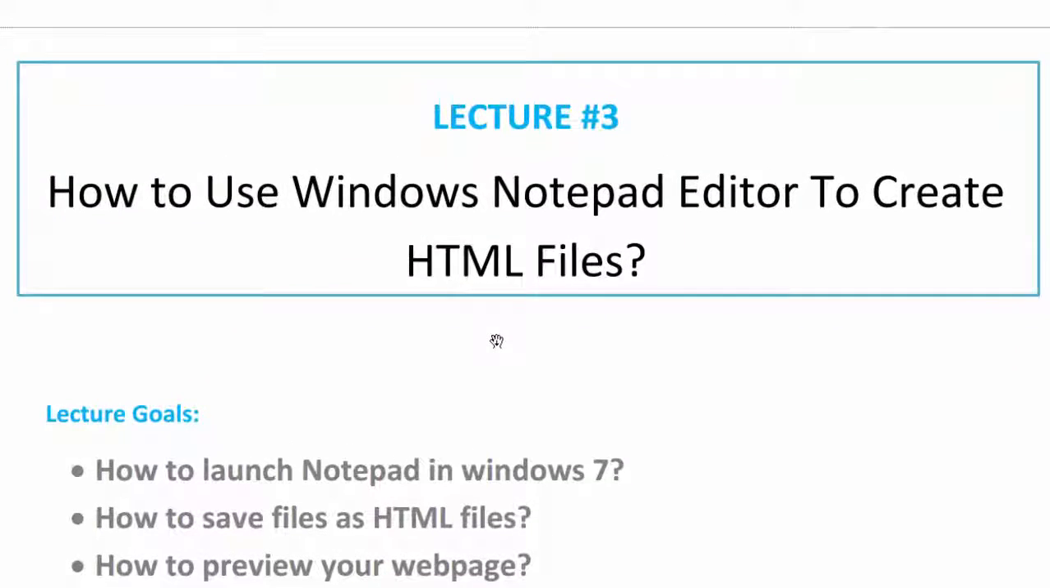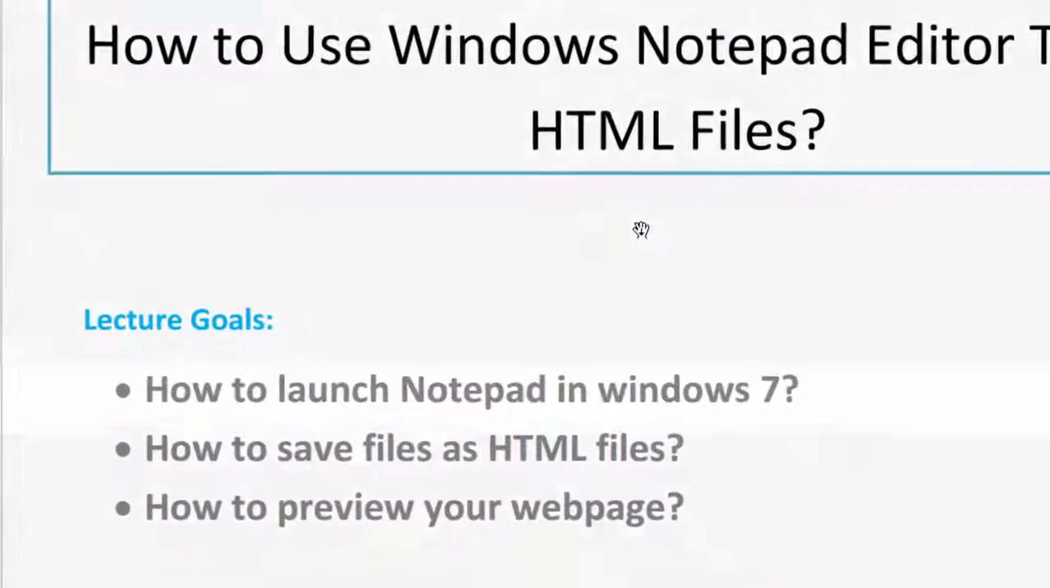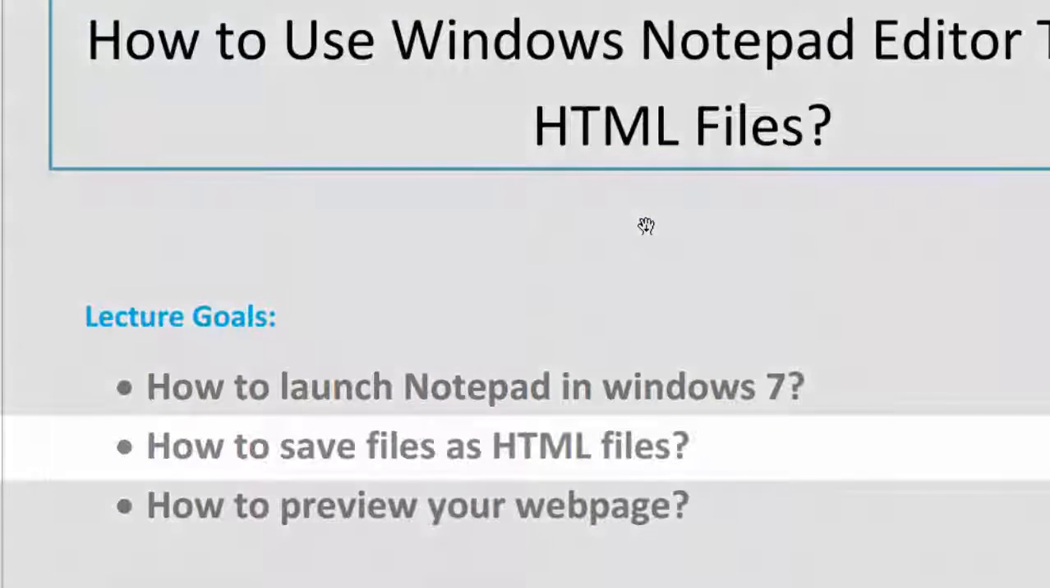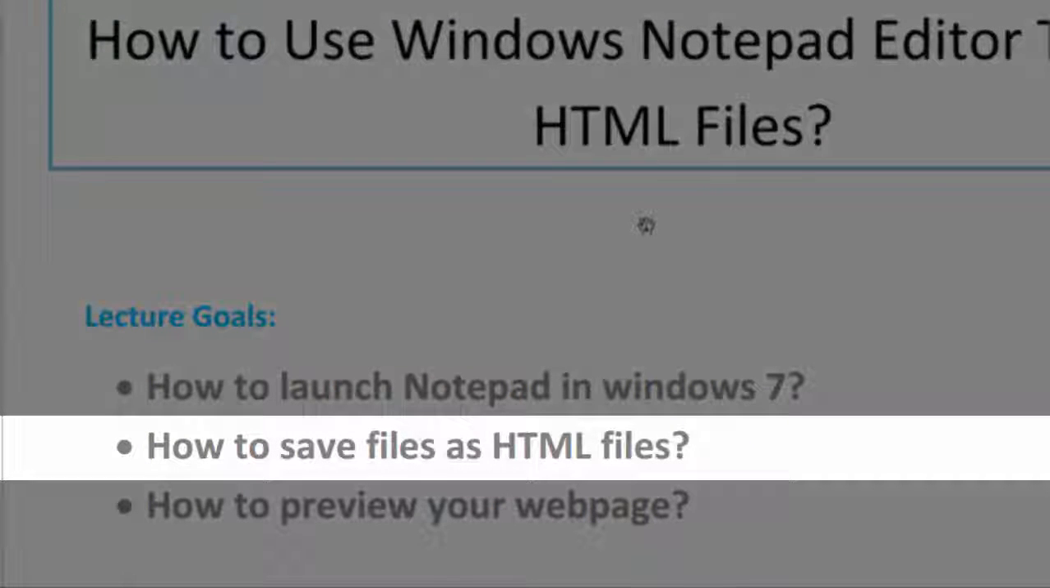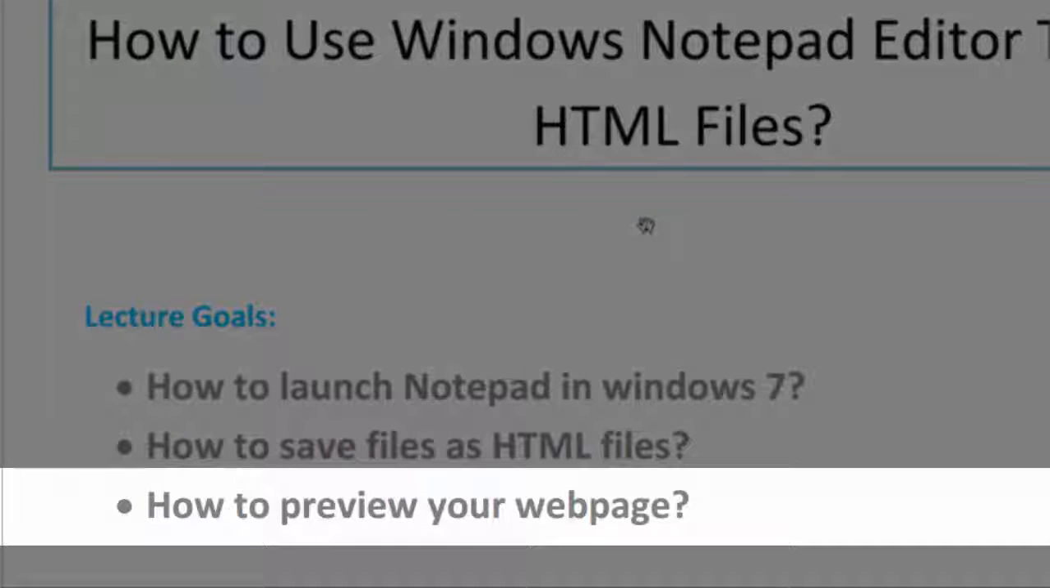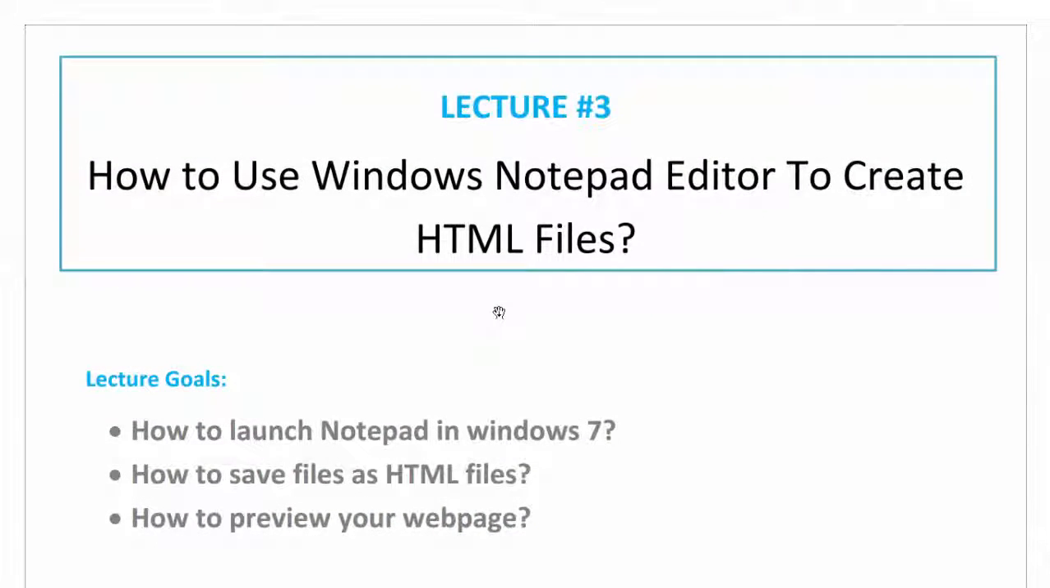Welcome to Lecture 3. In this lecture, I'm going to show you how you can open Notepad, which is a text editor available on Windows 7, so that you can create your HTML files. And since browsers only read HTML files, the next thing I'm going to show you is how you can save your files as HTML files. And finally, I'm going to walk you through how to preview your web page in two popular browsers, which are Google Chrome and Microsoft Internet Explorer.